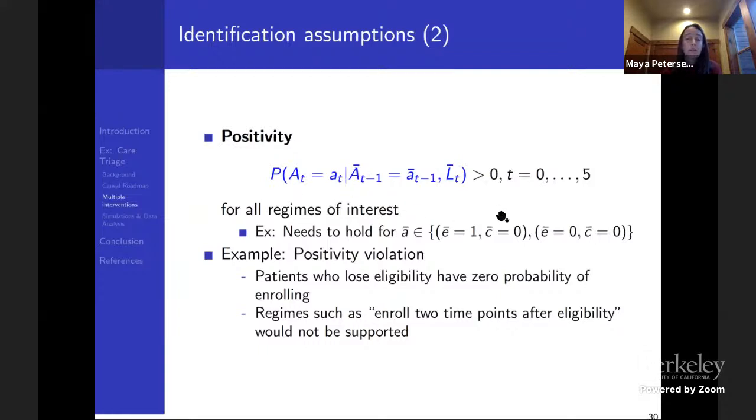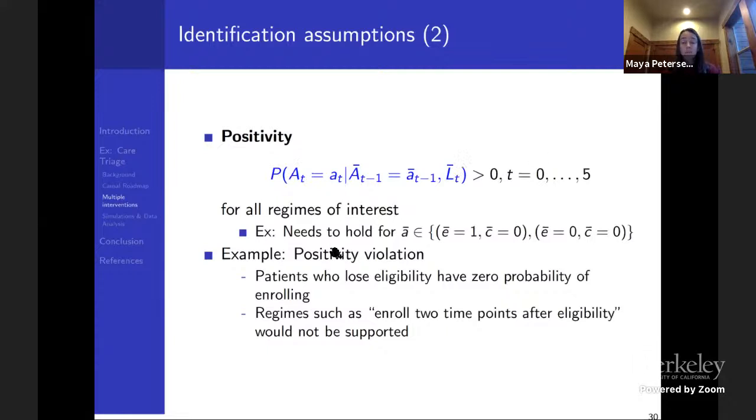So in this case, we need it to hold for enroll immediately and don't be censored, and never enroll and don't be censored. So again, this is a point where it's really important to give careful thought. In this longitudinal case, for example, even though we started off with a target population where everybody was eligible for immediate enrollment, as we move forward over time we might have some patients who lose eligibility, who become too sick to enroll. That would mean that such patients would have no probability of enrolling. And so we wouldn't be able to look at regimes like enroll 2 time points after eligibility, because we'd be opening up this door to saying, yes, but patients who lose eligibility during those first 2 time points now have 0 probability of enrolling at that 3rd time point, for example. So that would be a violation of this positivity assumption.